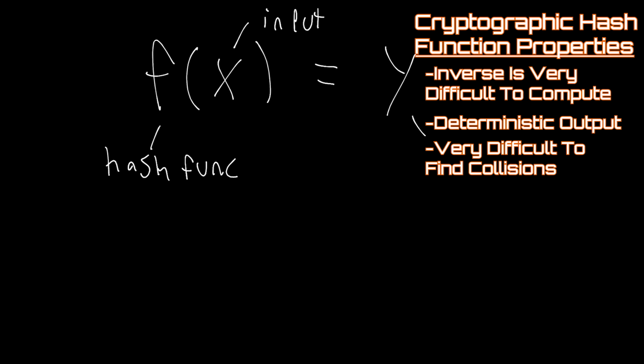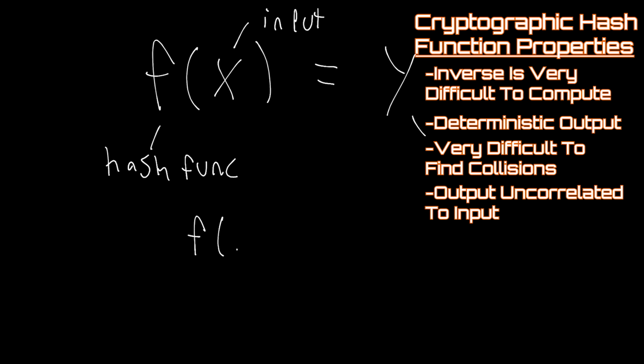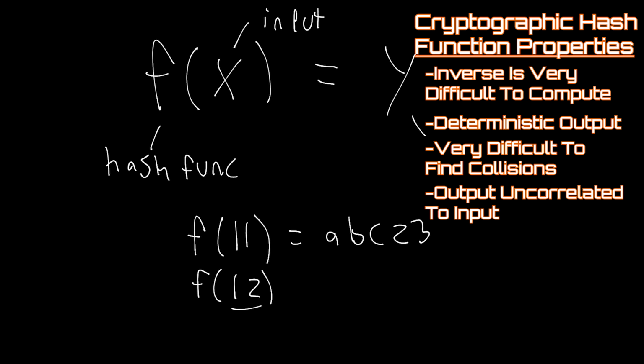Okay, so those are the first three properties of this function. The next is that the hash that you get is uncorrelated to the input. So what this means is that if I have something like f of 1, 1, maybe this gives me a hash of a, b, c, 2, 3. Now, you might be trying to guess here that if I had a hash of 1, 2, that it would give me something similar to this. Maybe you would think we get A, B, C, 2, 4, or something along those lines, because you would imagine that the output here is correlated to the input. But with a cryptographic hash function, this is not the case.